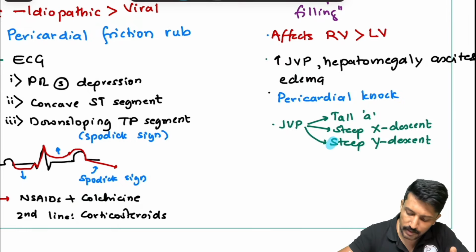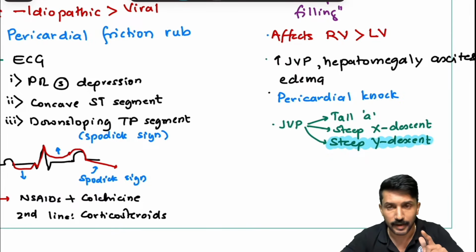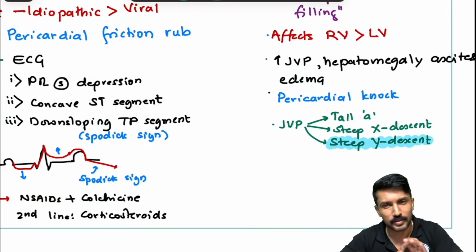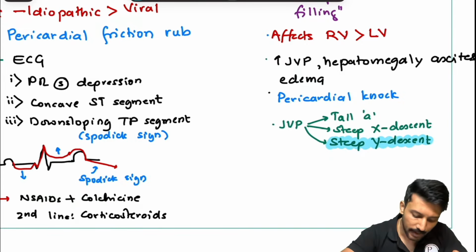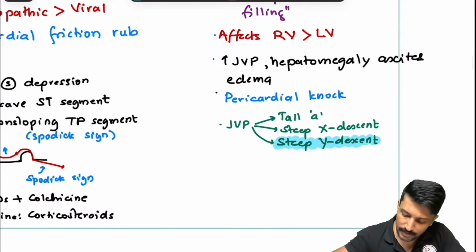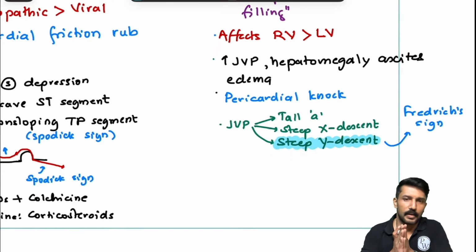In the last two INI-CET, there were questions asking you to differentiate between cardiac tamponade and constrictive pericarditis based on the JVP. In cardiac tamponade, there is no passive filling. If no passive filling, no Y descent. In case of constrictive pericarditis, passive filling does happen, so you will have steep Y descent. And this steep Y descent has a name given to it, it is known as Friedreich's sign. My spelling of Friedreich's may be wrong, but the name is, yes, Friedreich's sign.